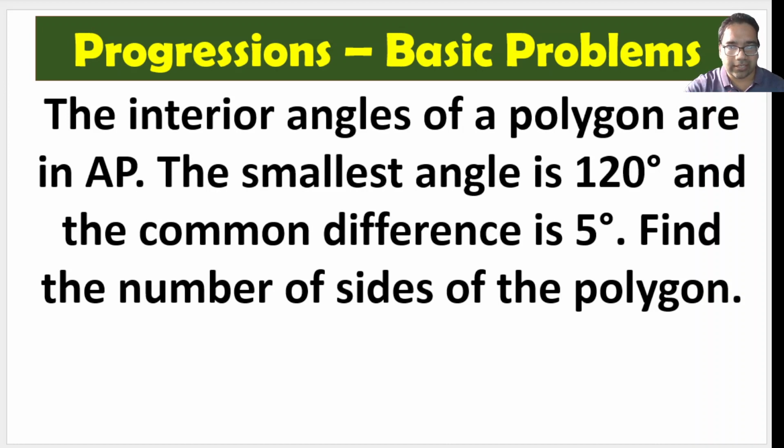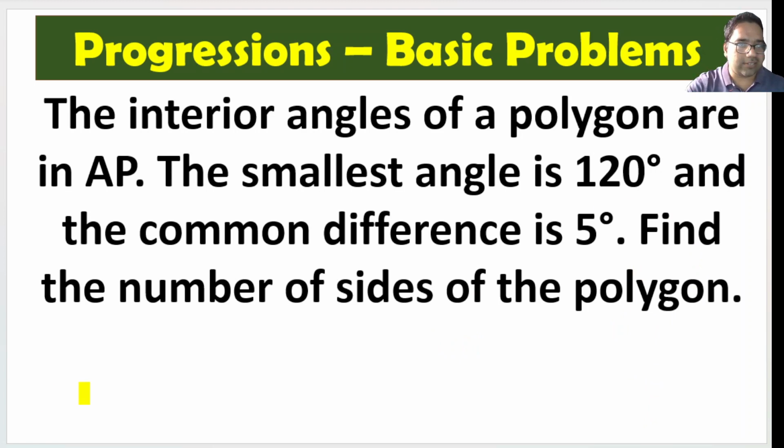Hi friends, here we are given that the interior angles of a polygon are in an arithmetic progression, and the smallest angle is 120 degrees and the common difference is 5 degrees. That means 120, 125, 130, 135, likewise. Then how many sides are there in this polygon?